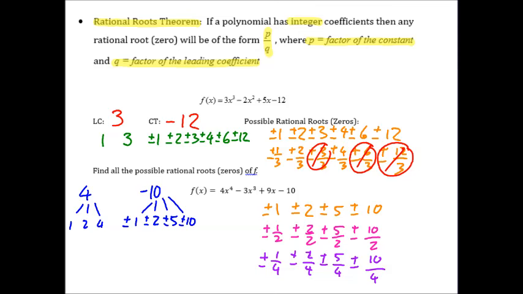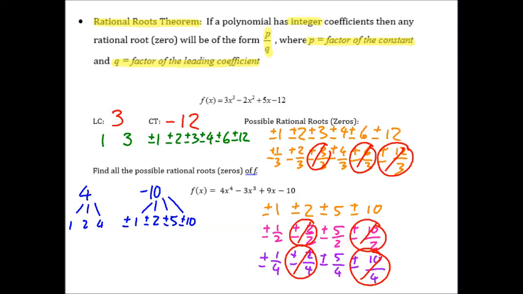That's our list, but there are a few that we can get rid of. Plus or minus 2 halves is the same as plus or minus 1. Plus or minus 10 halves is the same as plus or minus 5. Plus or minus 2 fourths is the same as plus or minus 1 half. And plus or minus 10 fourths is the same as plus or minus 5 halves. So this is our final list of possible roots of this function.